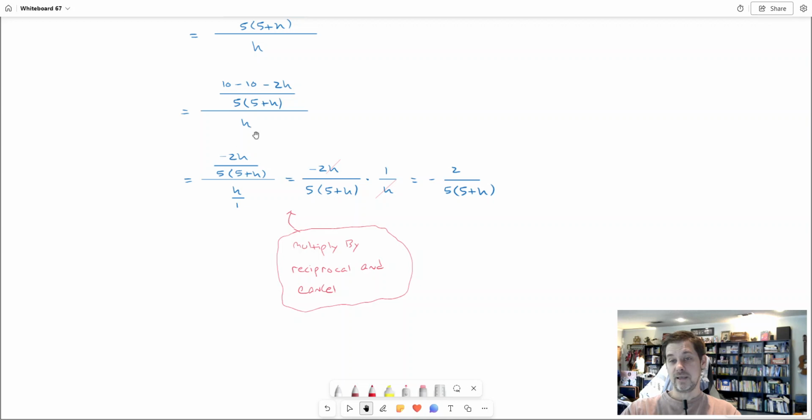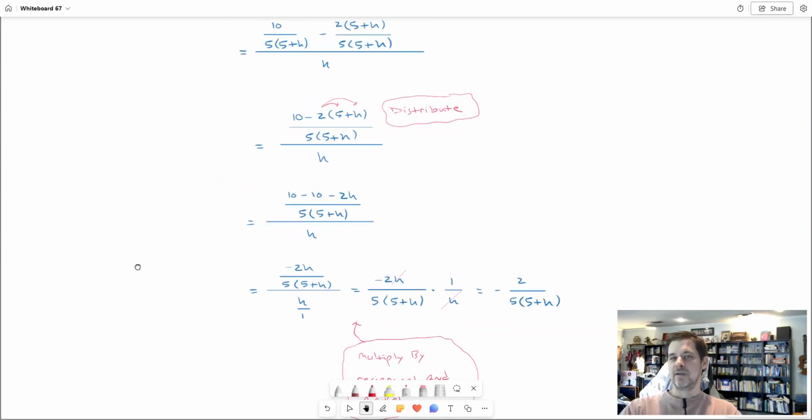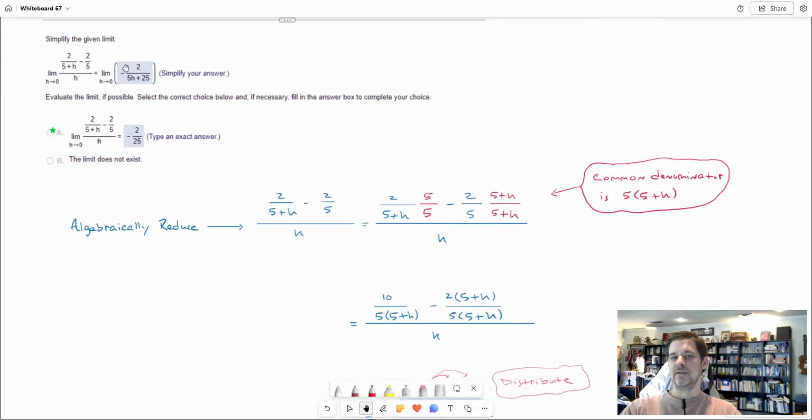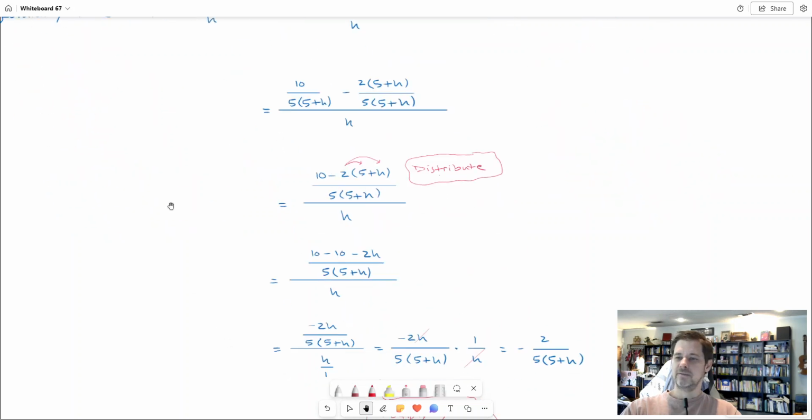I'll see that as divided by h over 1. That's the same as multiplying by the reciprocal, which is 1 over h. From there, the h's cancel, leaving me a negative 2, and then on the bottom, a 5 times 5 plus h. Okay, so it reduces to that. Does that agree with this answer I see up here? It doesn't look exactly the same. This says negative 2 over 5h plus 25, but that's just a different form of what I have.